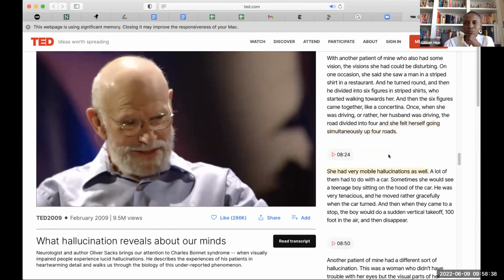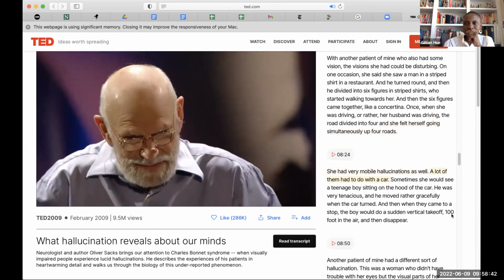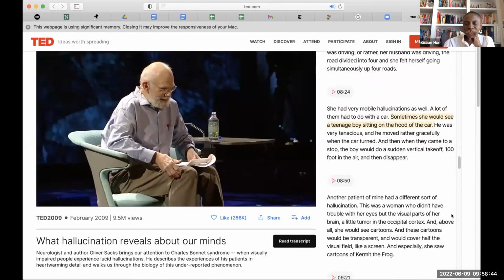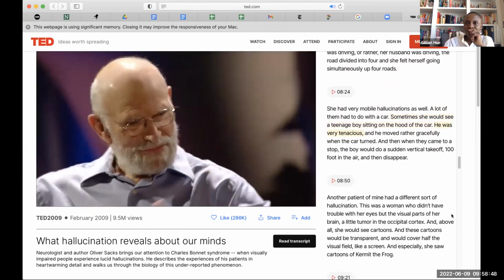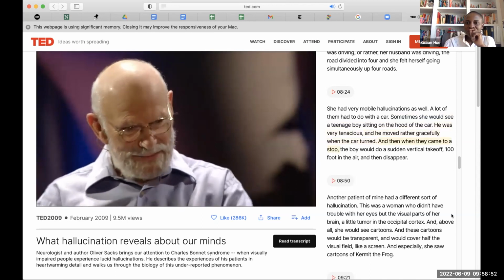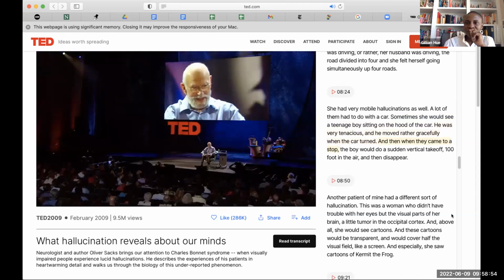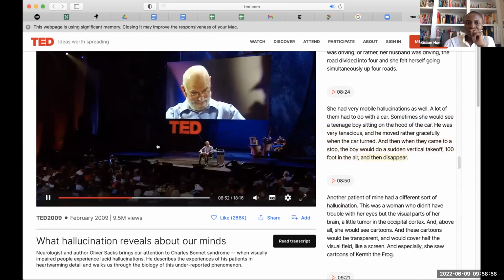Mobile hallucinations as well. A lot of them had to do with a car. Sometimes she would see a teenage boy sitting on the hood of the car. He was very tenacious and he moved rather gracefully when the car turned. And then when they came to a stop, the boy would do a sudden vertical takeoff 100 foot in the air and then disappear.